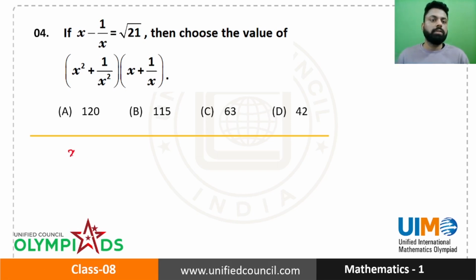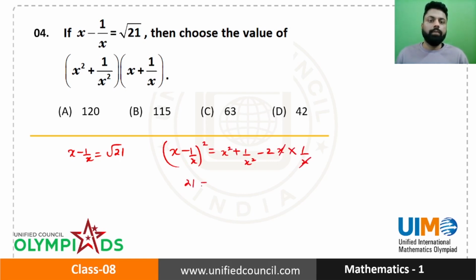If x minus 1 upon x is root 21, then what is the value of this? So see, x minus 1 upon x whole square is equal to x square plus 1 upon x square minus 2 into x into 1 upon x. 21 plus 2 is equal to x square plus 1 upon x square. That is equal to 23.